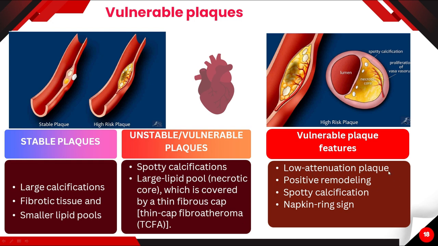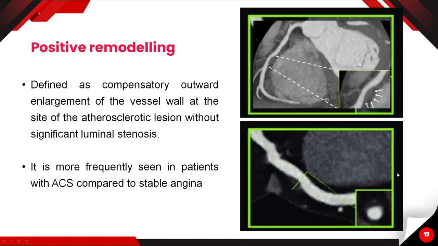Low attenuation plaques are plaques with less than 30 Hounsfield units on CT coronary angiography. The positive remodeling is when the plaque is causing compensatory outward enlargement of the vessel wall at the site of the atherosclerotic lesion without significant luminal stenosis, then it is called positive remodeling.